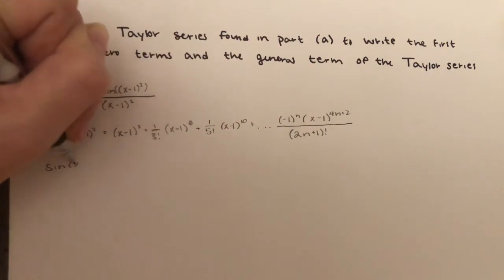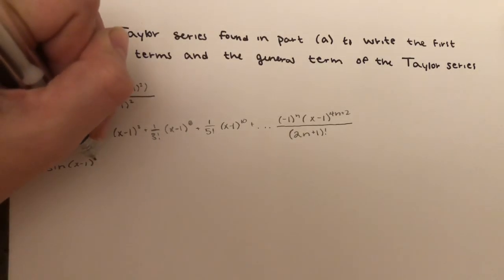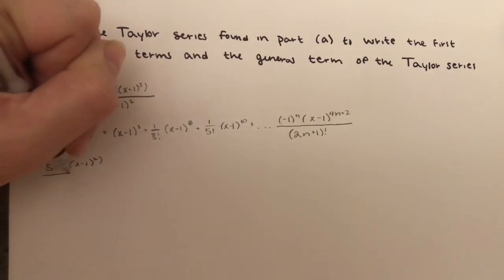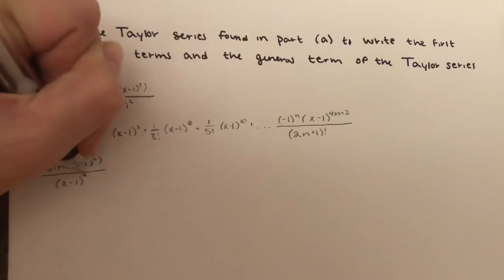Then we just take our Taylor series of sine of x minus 1 quantity squared and we divide the entire thing by x minus 1 squared. So basically all of the exponents that we have are going to go down by 2.